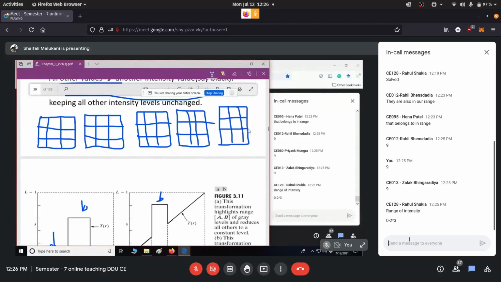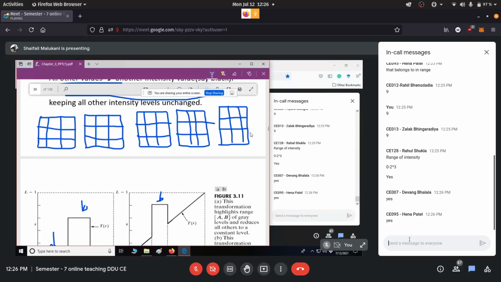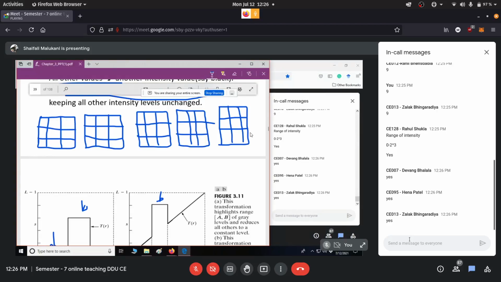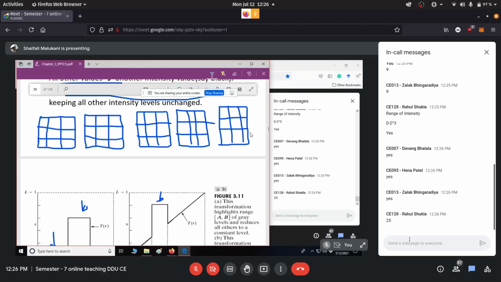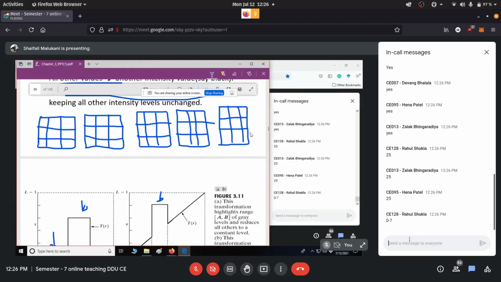Can a 3-bit image be 5 cross 5? How many pixels will be there then? 25. And what will be the range of values in all 25 pixels? If it is a 3-bit image, 0 to 7. Okay, that's good. So you are very much clear with the case.